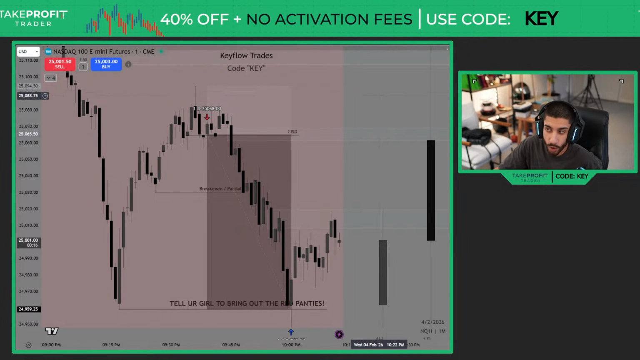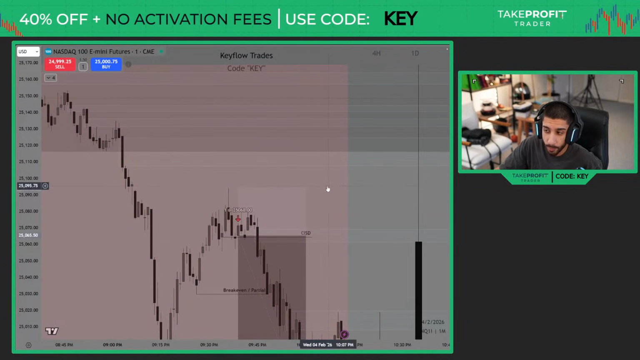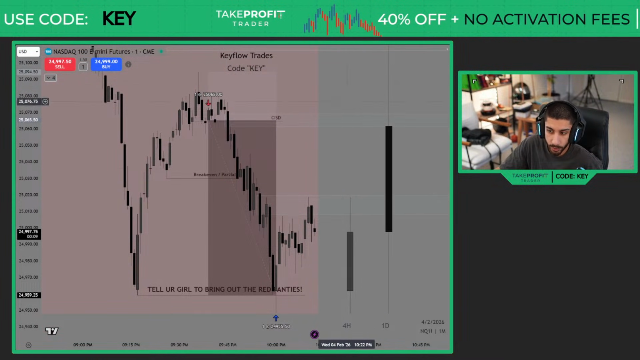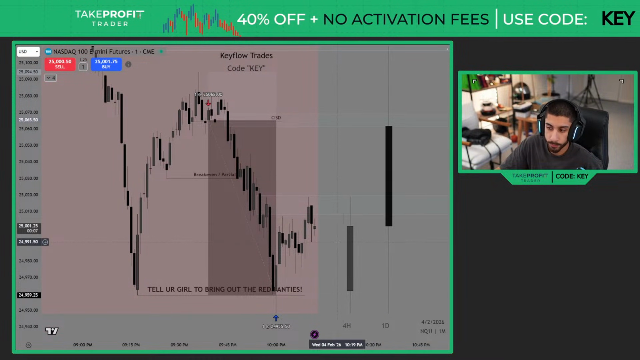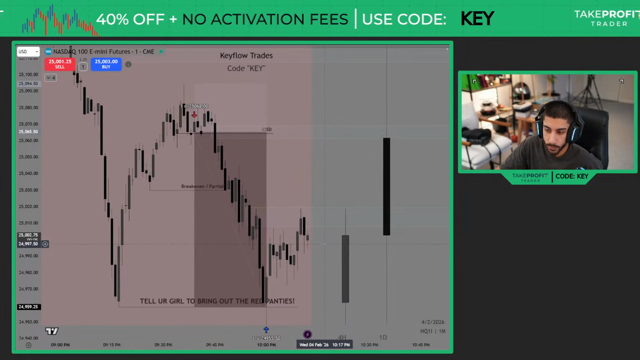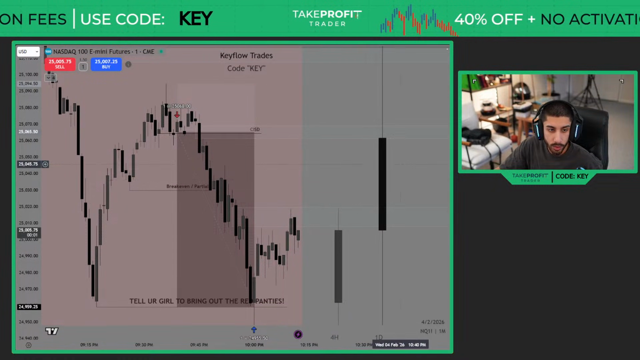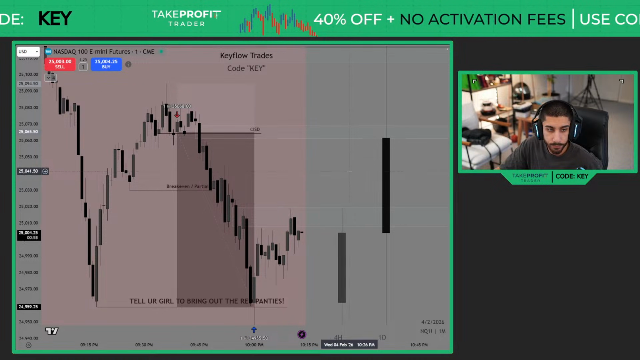Had I entered on that hourly rejection block up top, bro, I would have held this thing the entire way. I'd still be in the trade. I would have held it the entire way, all the way to tomorrow. So yeah, it's just about when and where you get the entries.